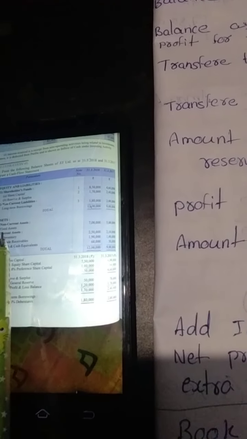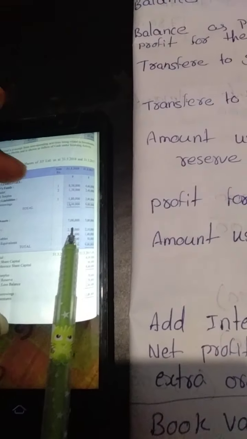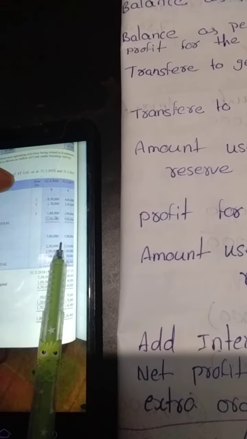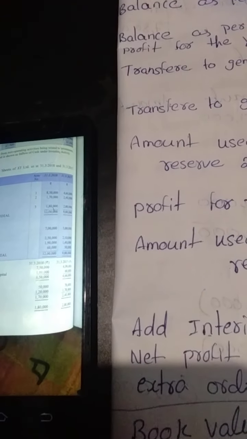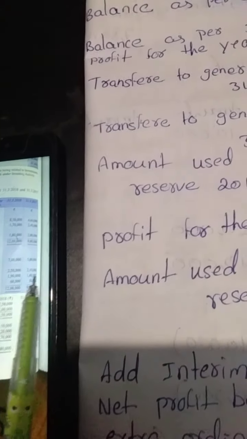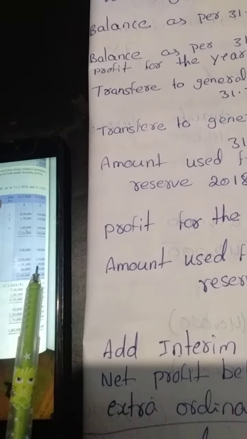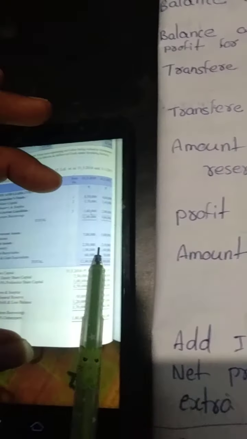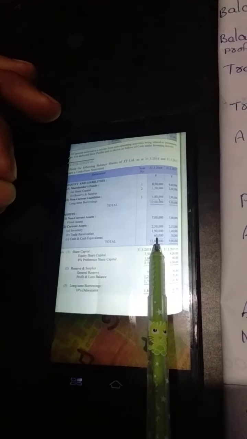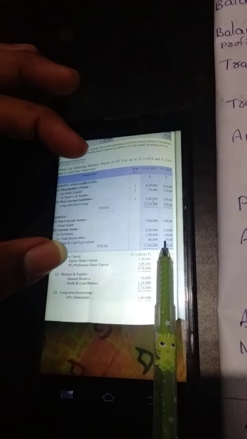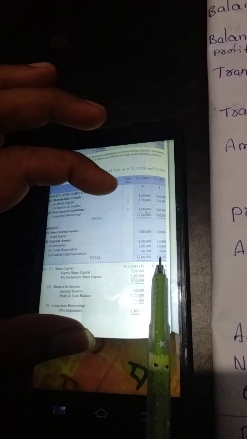Let us see, fixed assets are there, that is 7 lakh in the current year, base year it was 5 lakh, and current assets are there. Inventory is 2,50,000 and in the base year it was 2,10,000. Next is trade receivables, 1,90,000 for the current year and 1,40,000 for the base year. Cash and cash equivalents, for the current year it was 60,000 and base year it was 50,000.